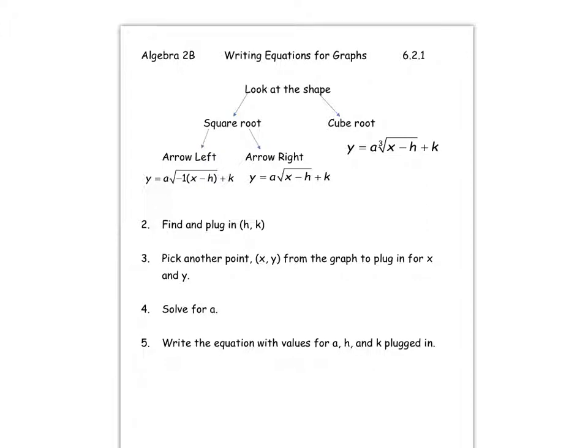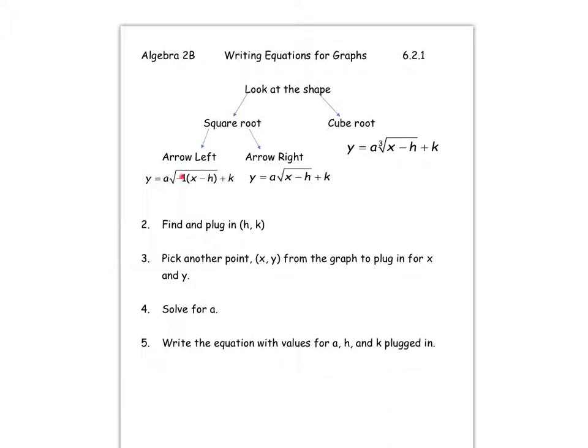If you notice that you have a square root, you have to make one more decision. You have to notice if the arrow is left or right. If it's right, your x is positive, and so you pick the version with a positive x. If it's left, your x needs to be negative.